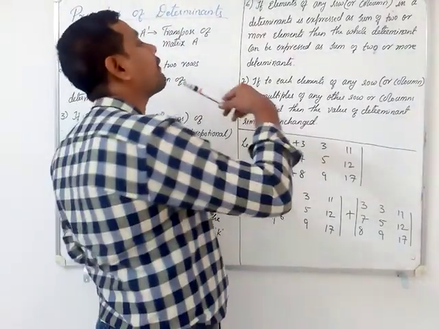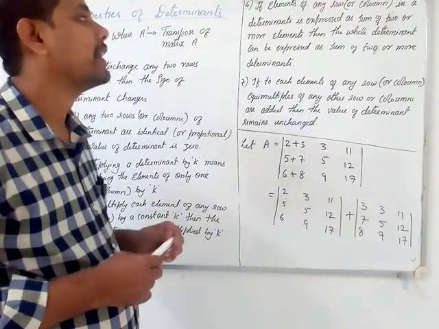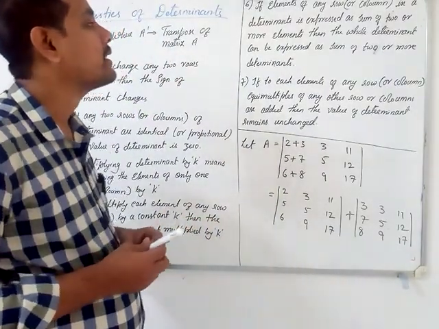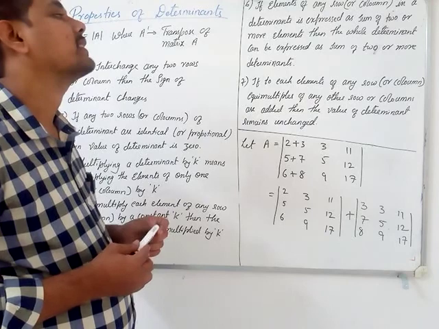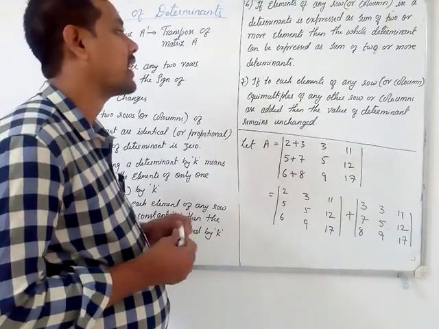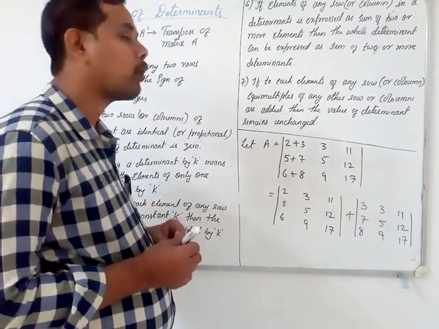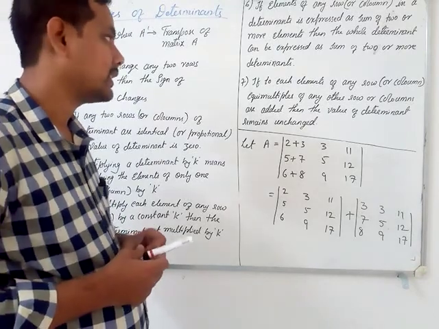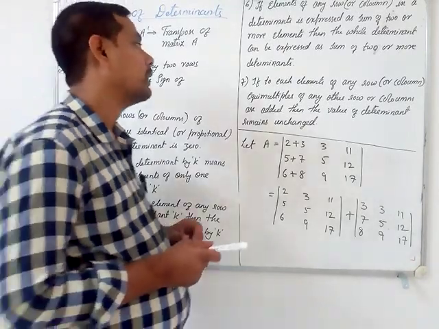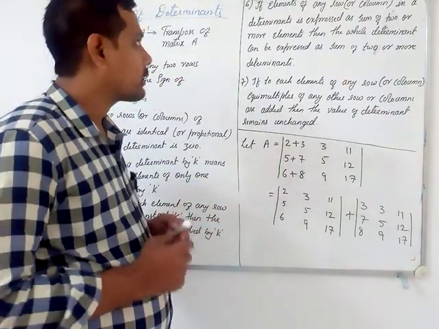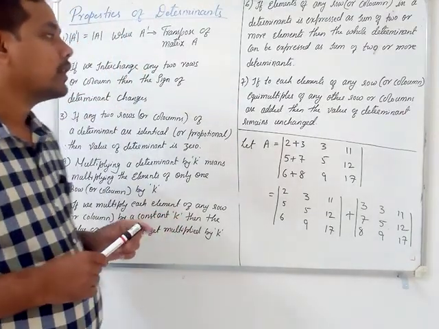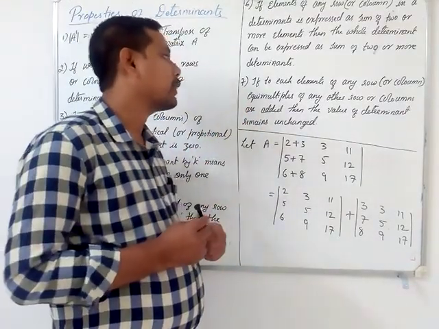If elements of any row or column in a determinant are expressed as a sum of two or more elements, then the whole determinant can be expressed as a sum of two or more determinants. Is that clear? Okay. So I hope the sixth property is clear to you. Let us start with the seventh one.